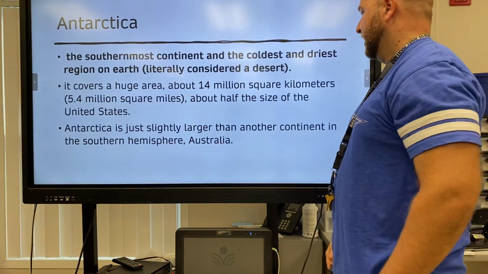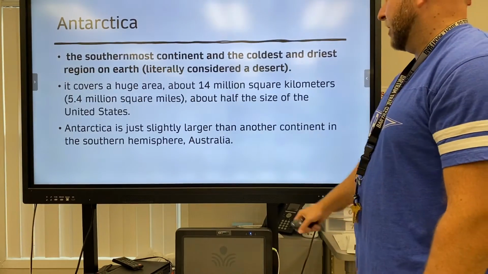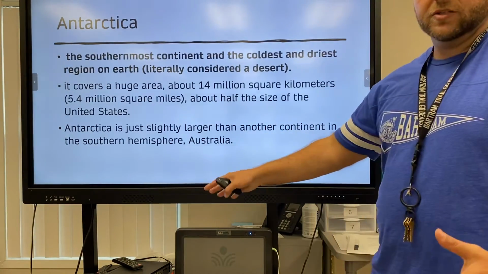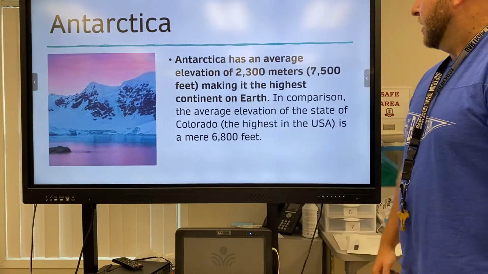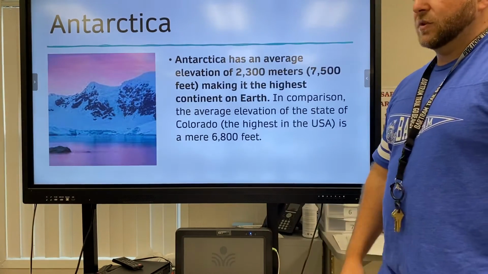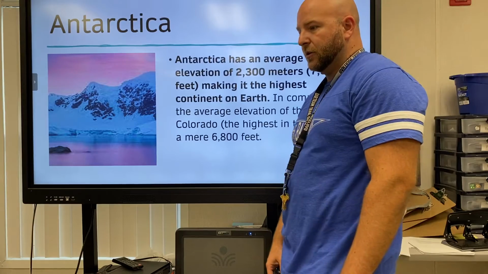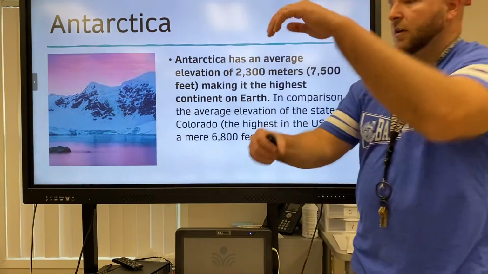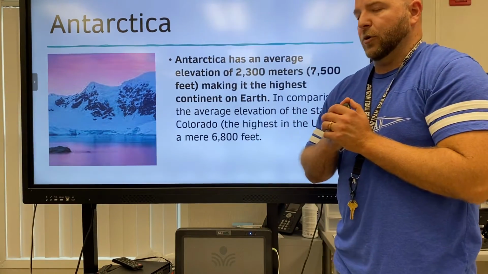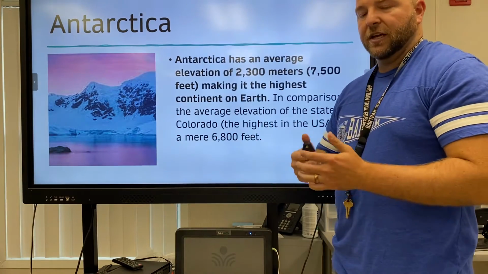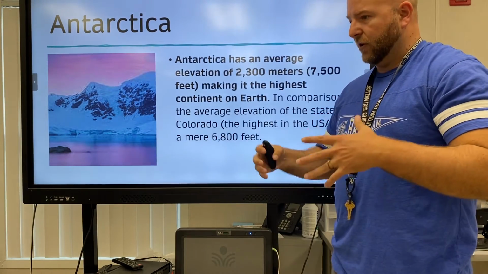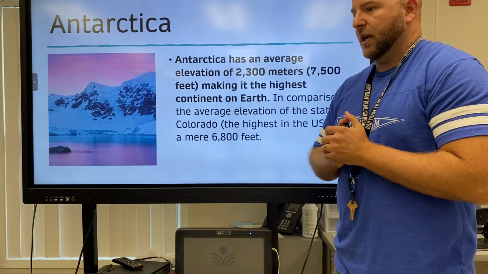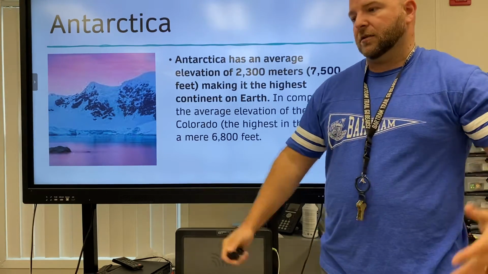Antarctica is just slightly larger than another continent in the southern hemisphere, Australia. So it's a pretty large area that Antarctica is taking up here. It has an average elevation of 2,300 meters. That's 7,500 feet, a little over 5,000 feet in a mile. So this is a very high elevation. It's actually the highest continent on Earth.